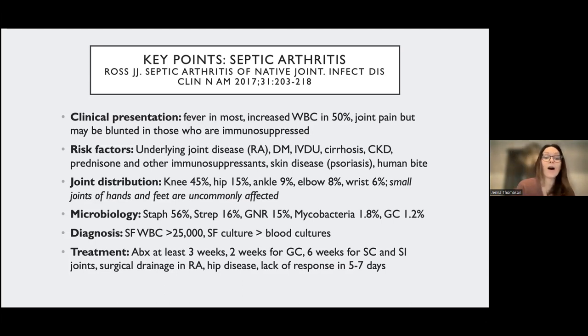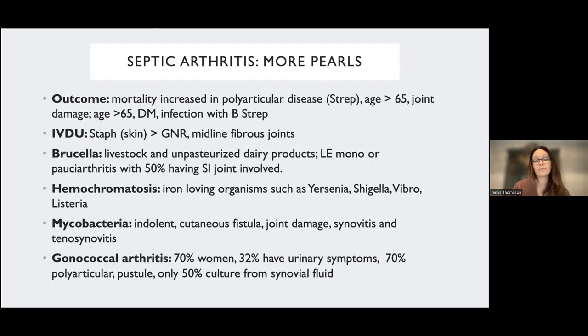There's that rule, you know, often greater than 75,000 cells, but not everyone follows that rule. Some could be as low as 25,000. Regarding treatment, these patients get antibiotics usually for several weeks, and we want to involve our orthopedic colleagues as well. So regarding outcomes, mortality is increased in polyarticular disease and with some of these other risk factors like age, diabetes.